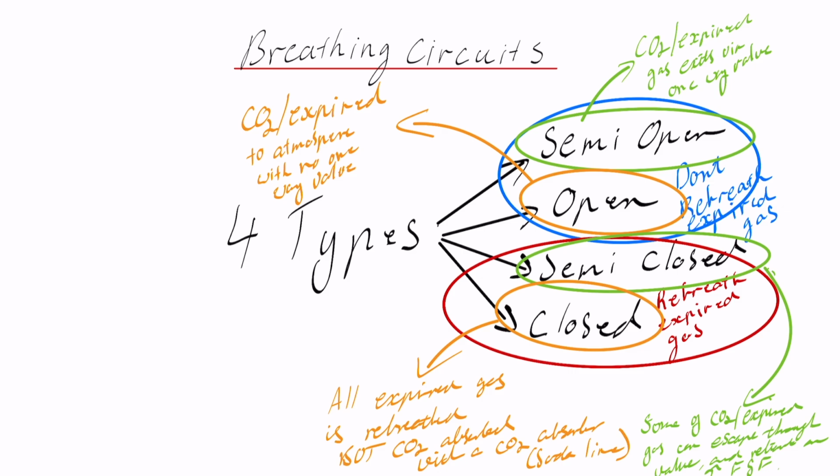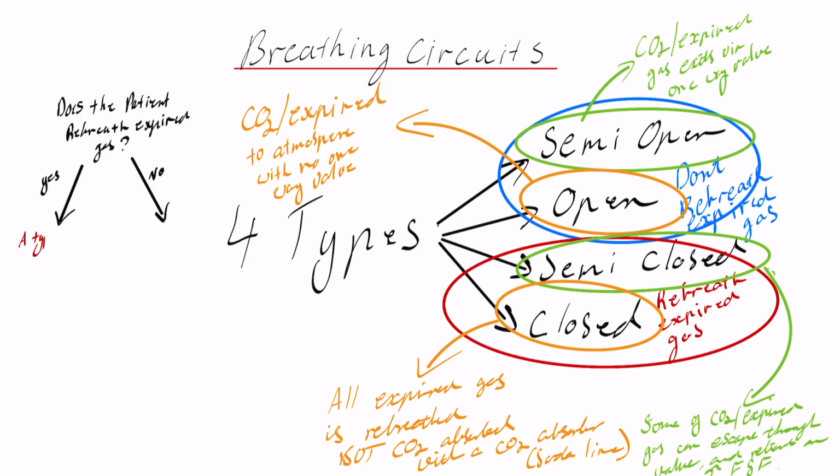So if we were then to break this down to a flow chart to try and figure out what breathing circuit is being used, we could ask ourselves essentially 2 questions. The first one could be, does the patient rebreathe expired gas? And the answers can either be yes or no. And if the answer is yes, it's a type of closed system, so it's either semi or fully closed. And if the answer is no, it's a type of open system, so it's either semi-open or open.